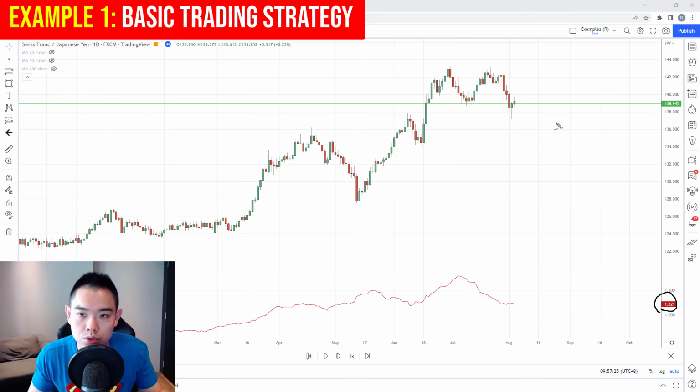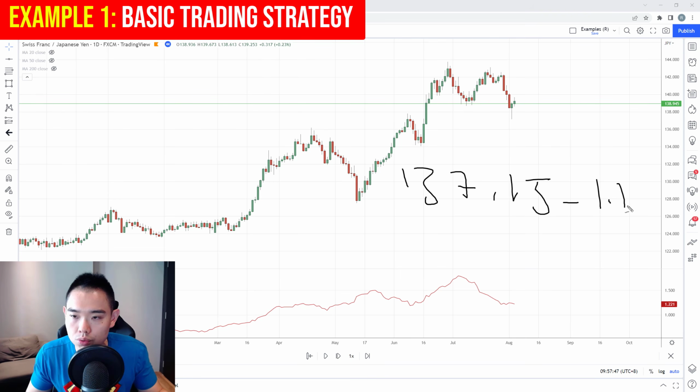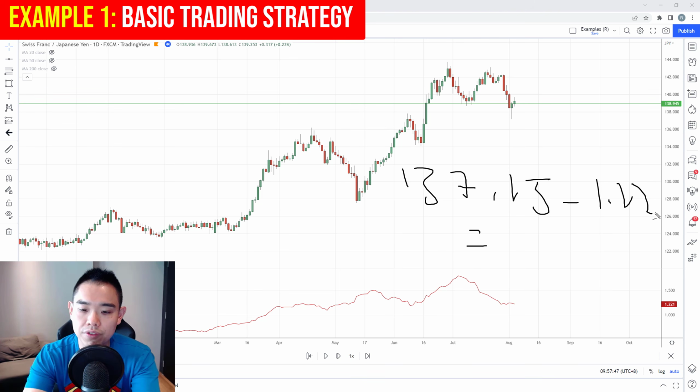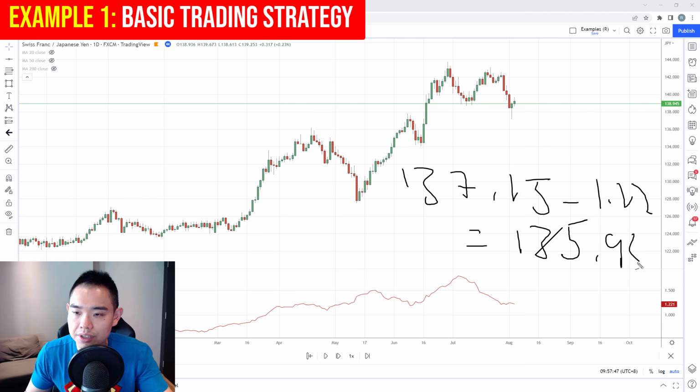So what we want to do is to identify the lows over here, right, at minus 1.221. So what is the low of this candle over here? If you realize, the low of this candle is 137.15. So I'm going to take 137.15 minus 1.22. Okay, so if I do that, that gives me a value of 135.93. Pardon the handwriting. So 135.93. That will be my stop loss level.